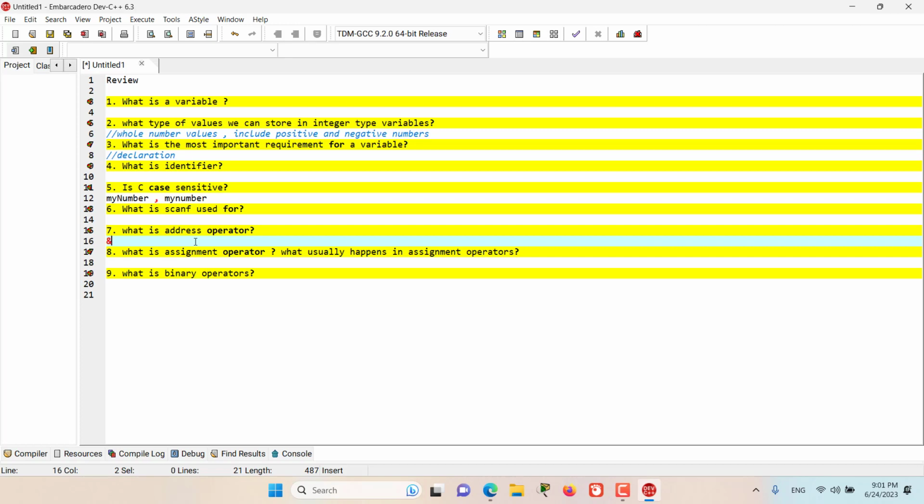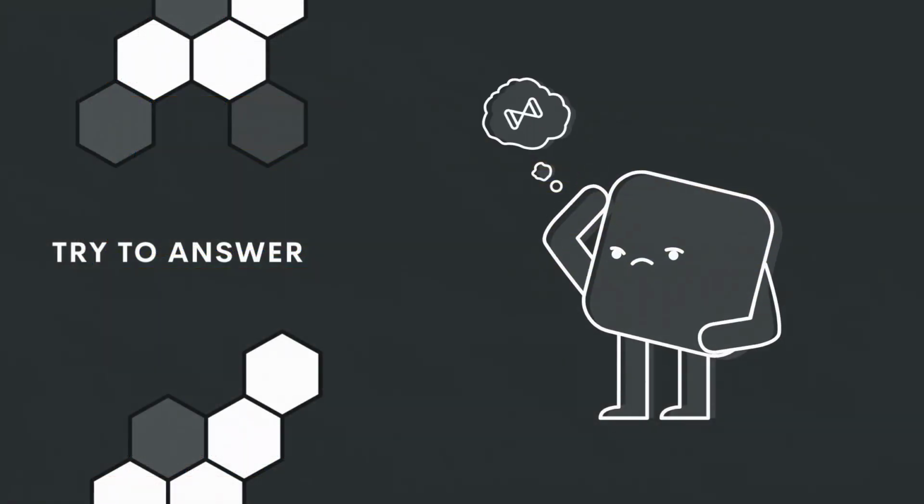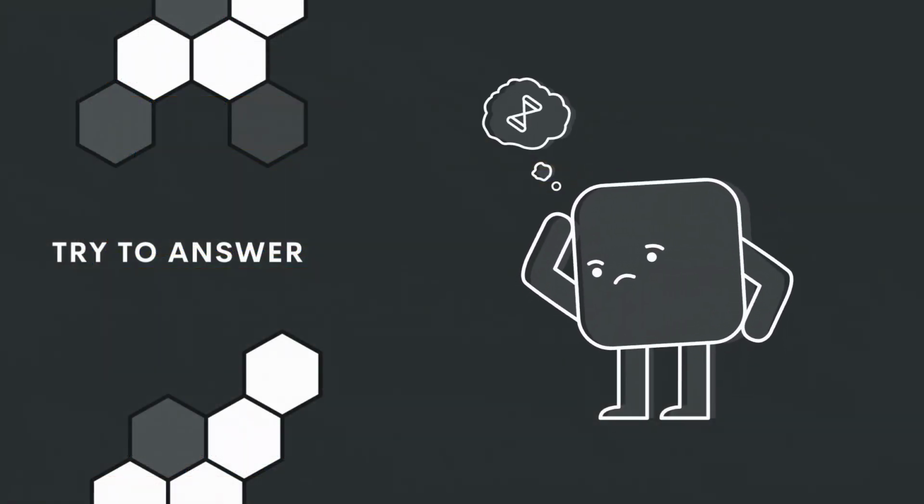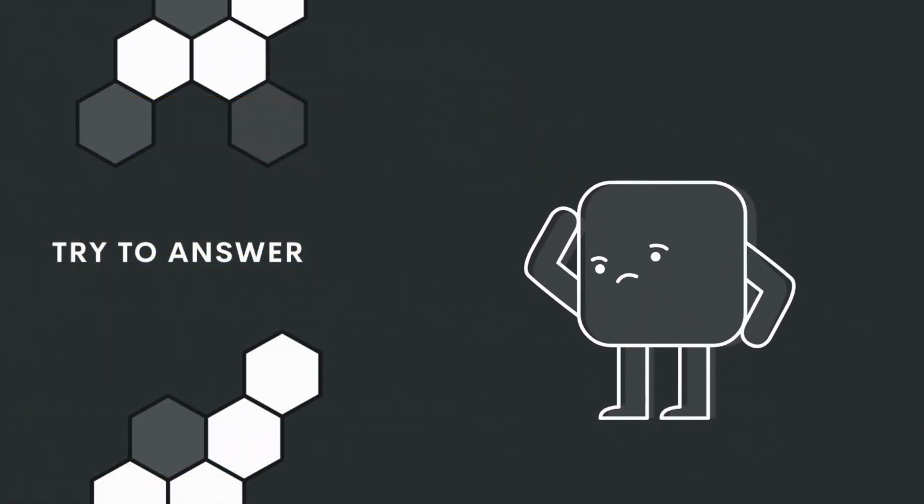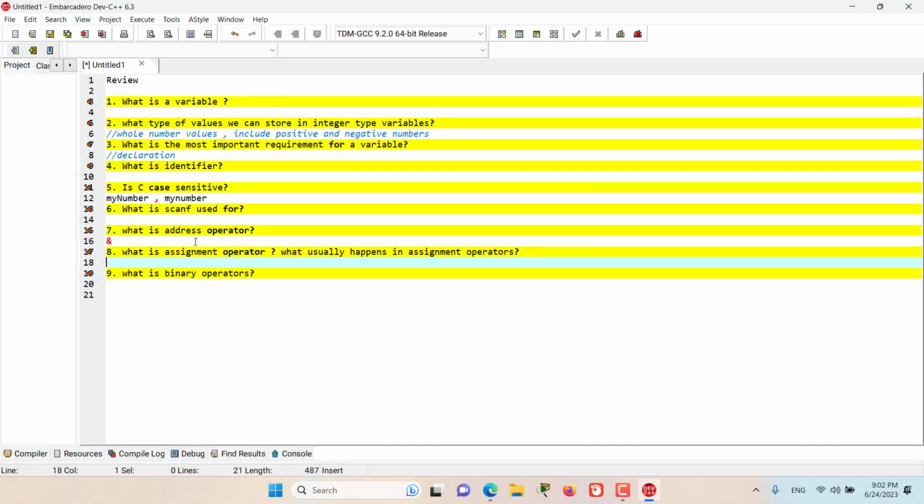The next question is, what is the assignment operator? What usually happens in assignment operators? The assignment operator is used when you try to assign a value to a variable. And what usually happens in assignment statements is that most calculations are performed in assignment statements.